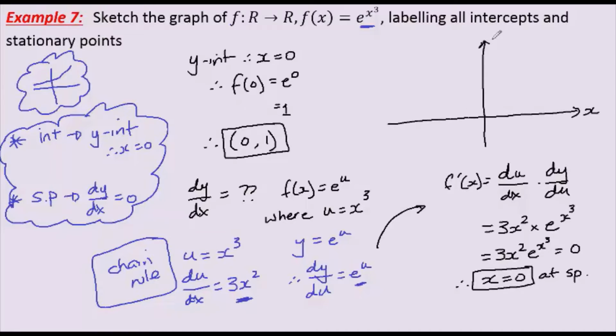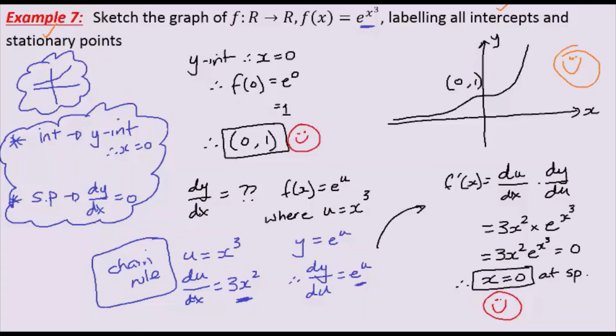Which means my graph is going to look something like this. Here's x, here's y. It's going to come up the way an exponential would, but it'll even out to a stationary point at the intercept and then go up. And this point here will be at (0, 1). So I've got my stationary point, which is what I want. I've got my y-intercept, which is what I want. This means I've answered this part of the question and this part of the question, and I'm going to have a happy examiner. It looks a bit ugly there.